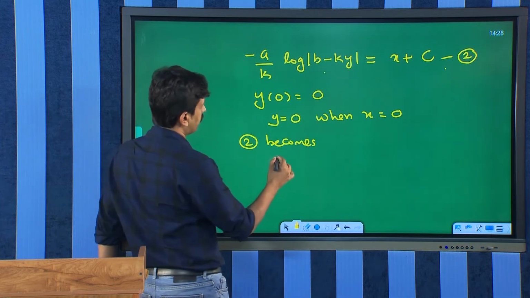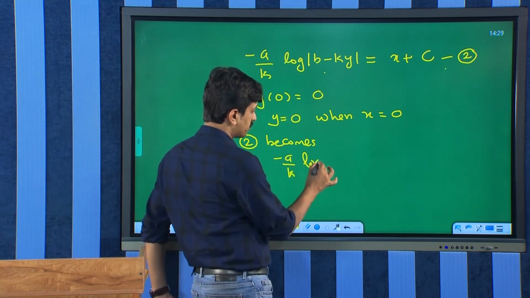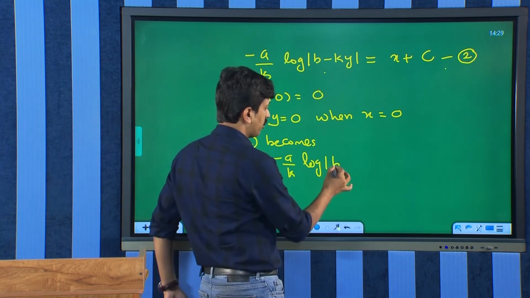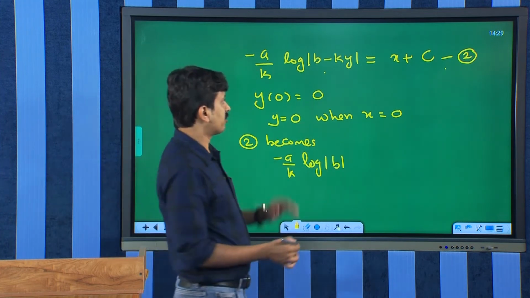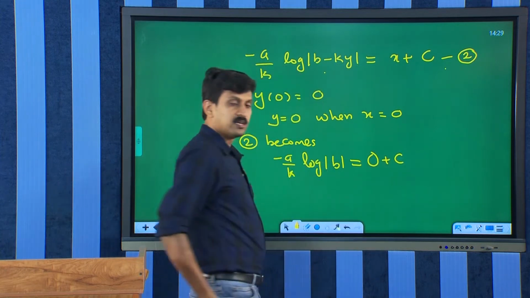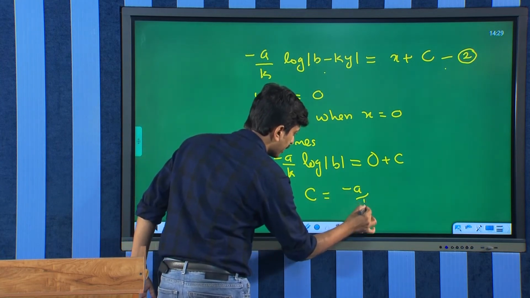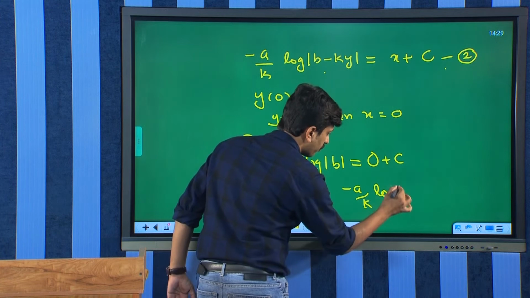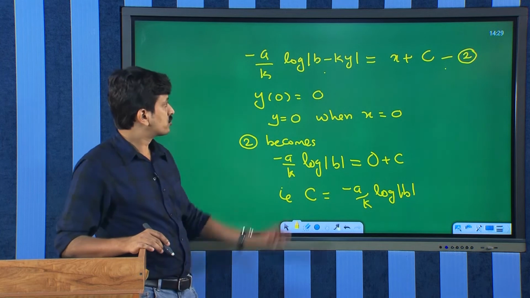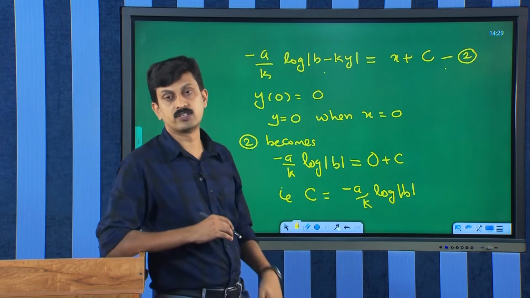Therefore, this is equal to minus a divided by k log mod b minus ky, where y is equal to 0, therefore ky is equal to 0, so log mod b; and x is equal to 0, therefore 0 plus c. That is, c is equal to minus a by k log mod b. So, in equation 2 we found a value for c.